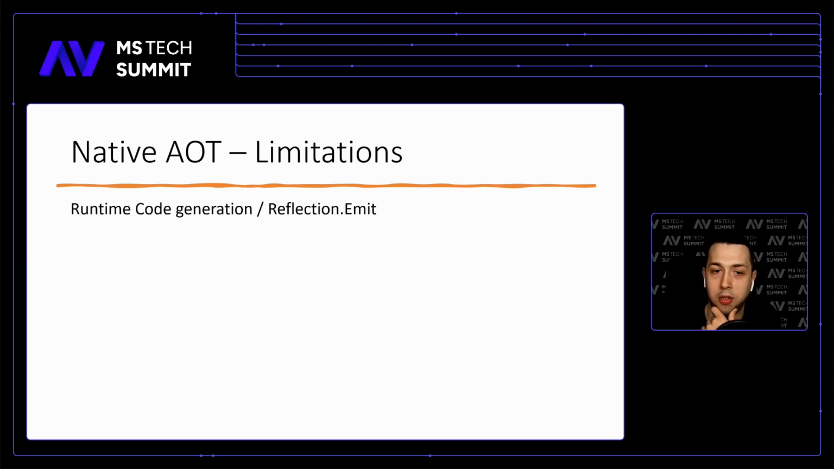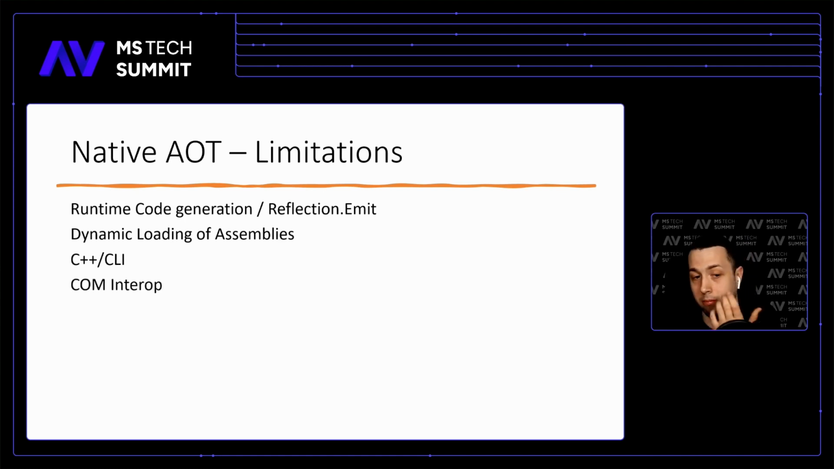Again, there are some limitations, so no runtime code generation. Reflection emit will just not work. You cannot dynamically load assemblies, because if you load a file that has to be JITted, it can't. You can't use the C++/CLI integrations of Windows-specific applications. Again, no COM, and it requires trimming.